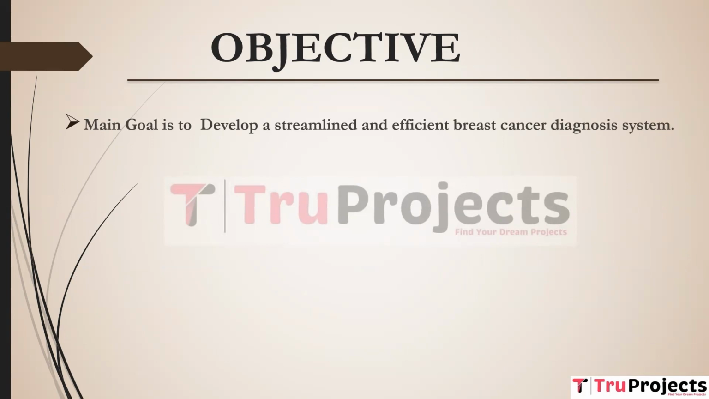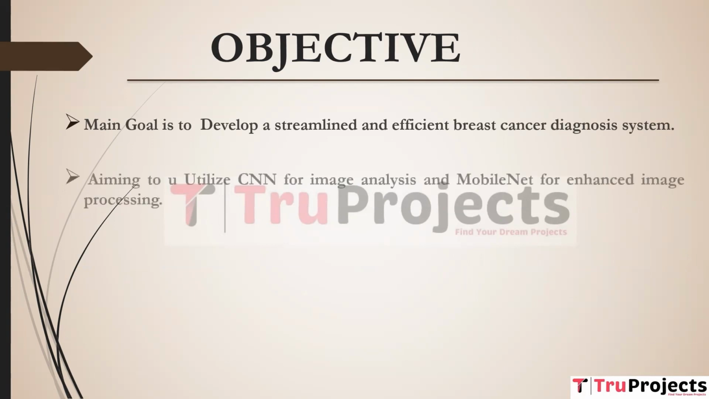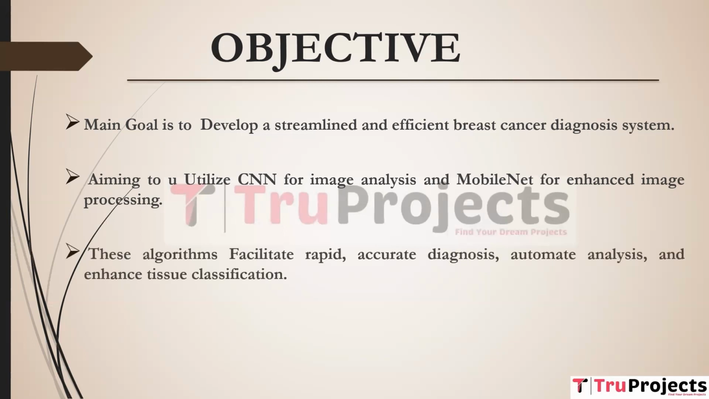The primary objective is to develop a streamlined and efficient breast cancer diagnosis system. We aim to utilize convolutional neural networks for image analysis and aim to employ the MobileNet architecture for enhanced processing. These algorithms are used to facilitate rapid and accurate breast cancer diagnosis, enable automated analysis, reducing dependency on time-consuming histopathology, and enhance the ability to distinguish between benign and malignant tissue.